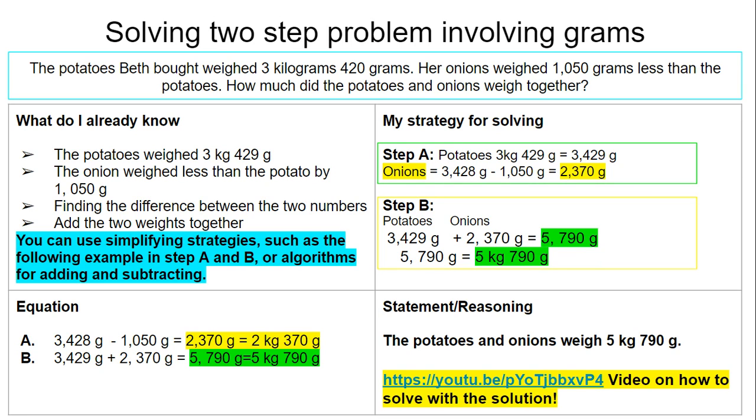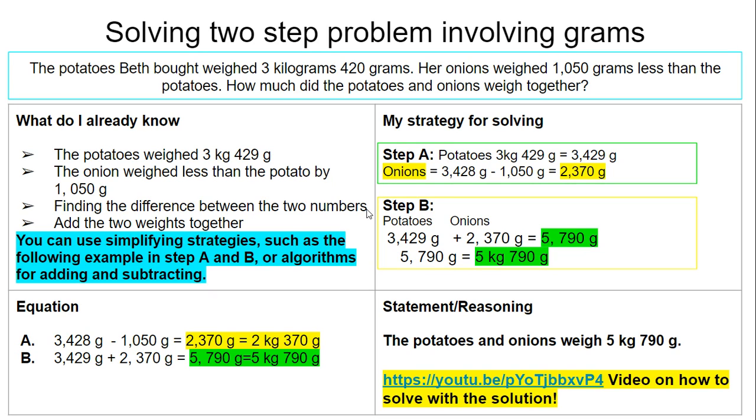So the potatoes Beth bought weighed 3 kilograms, 420 grams. Her onions weighed 1,050 grams less than the potatoes. How much did the potatoes and onions weigh together? So setting up my foursquare, what do I already know? The potatoes weighed 3 kilograms, 420 grams. The onions weighed less than the potatoes by 1,050 grams.